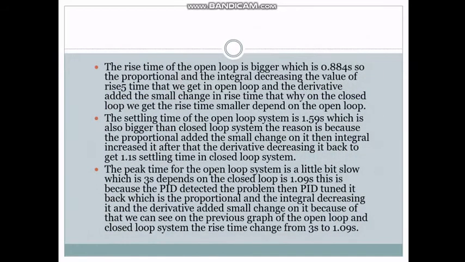Next, I'm going to talk about the comparison of the rise time between the closed loop and open loop. First, the rise time of the open loop is bigger, which is 0.884 second. So the proportional and the integral decrease the value of the rise time that we get in open loop, and the derivative adds a small change in rise time, which is why in the closed loop we get a smaller rise time compared to the open loop.